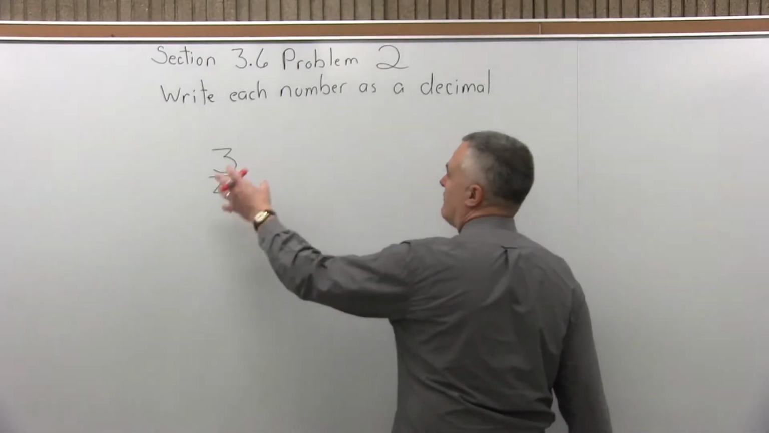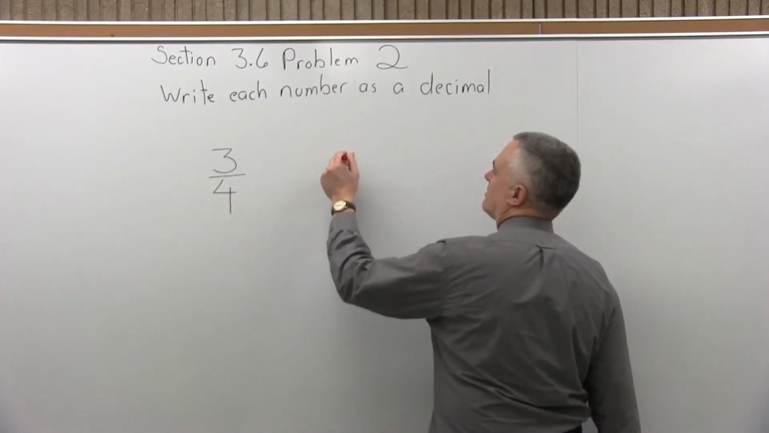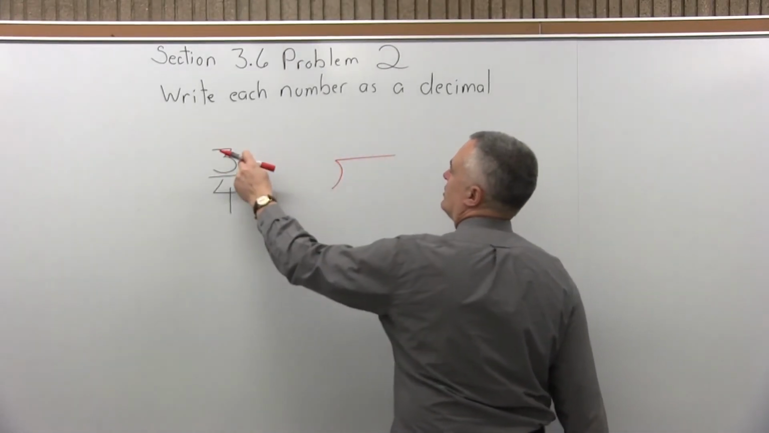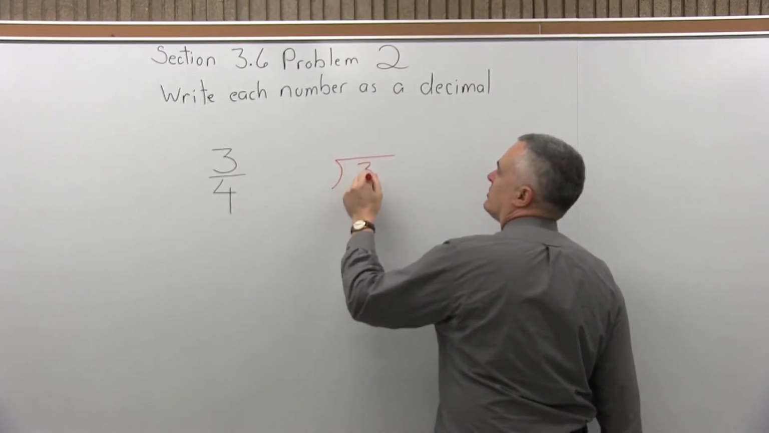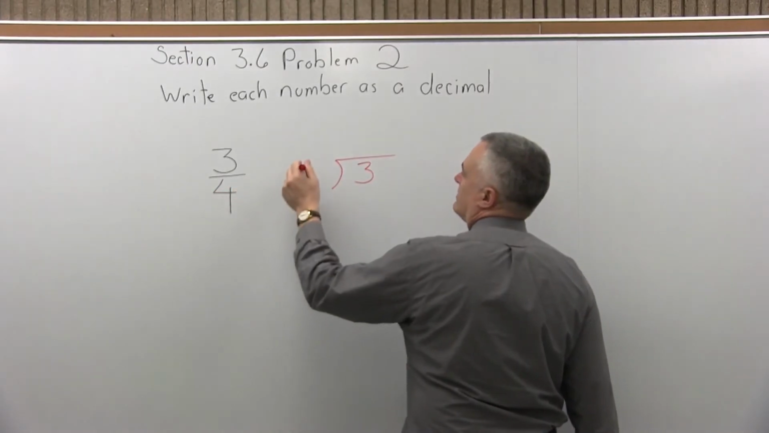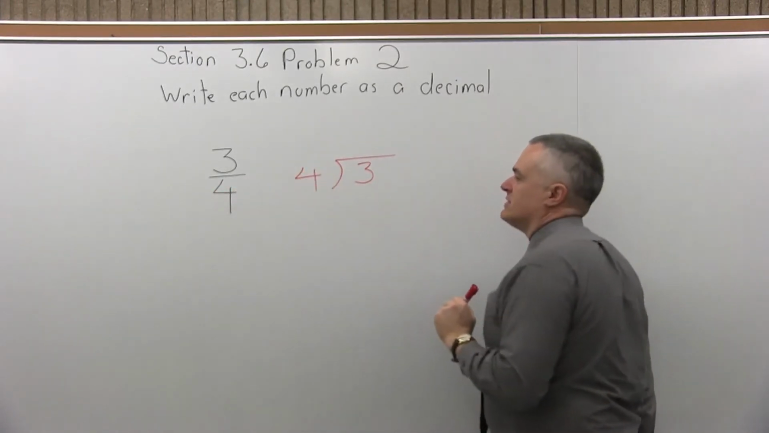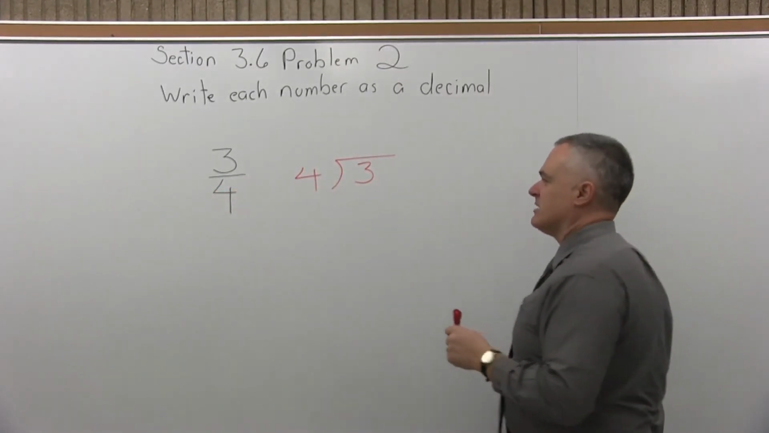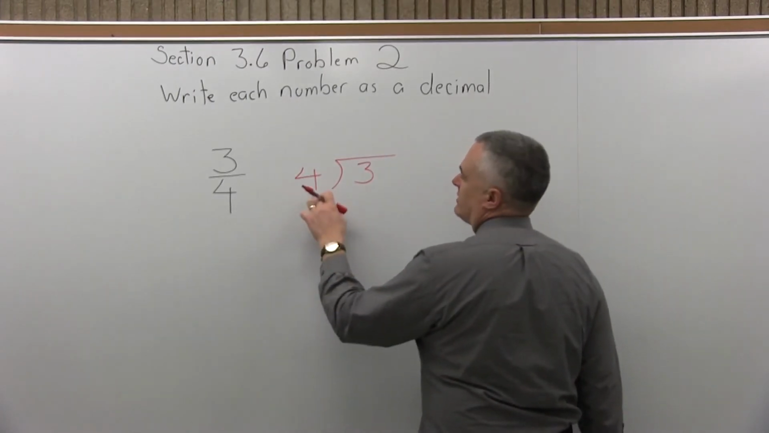Well, for any fraction, you're going to write it as a division problem. So I'll make my division symbol. The numerator goes under the division symbol. It would be called the dividend. The denominator goes in front of the division symbol. It's called a divisor. The names aren't really important. So now you start the division problem.